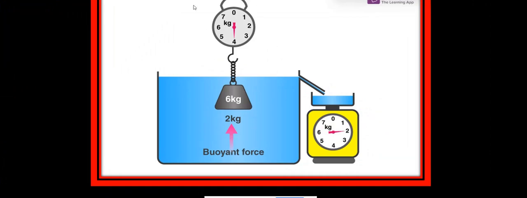So what are we seeing here? There is a spring balance which is used for measuring the weight. Weight means m into g. Okay, so if you see here, there is a stone which is attached. Let this stone weigh, when you measure it outside, that means before dipping into water, 6 kg.